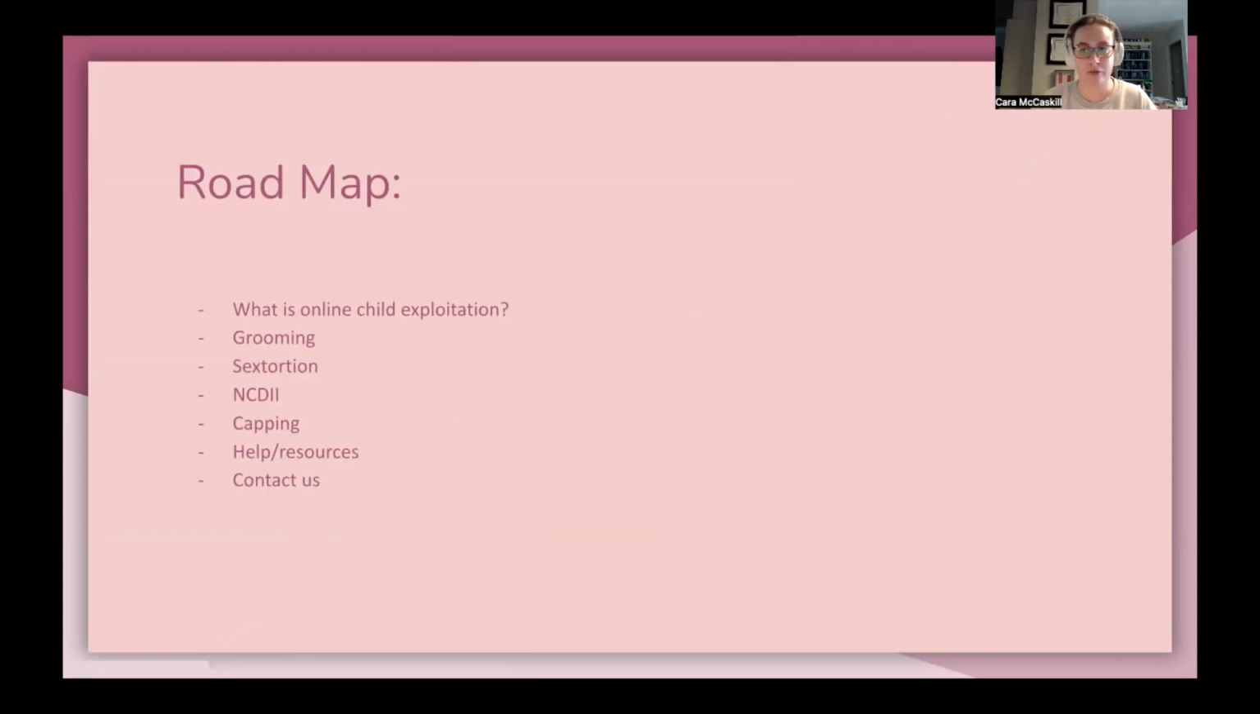So just a quick overview of the roadmap, what we're going to be going over today. We're going to be talking about what online child exploitation is. We're going to go over some common aspects of online child exploitation, namely grooming, sextortion, NCDII, or the non-consensual distribution of intimate images, which, if you remember, was actually the subject of last month's webinar, but this time we're going to be applying it specifically to online child exploitation. We'll be talking about capping, and at the end, I'll provide some help and resources, as well as, of course, our contact information as normal.